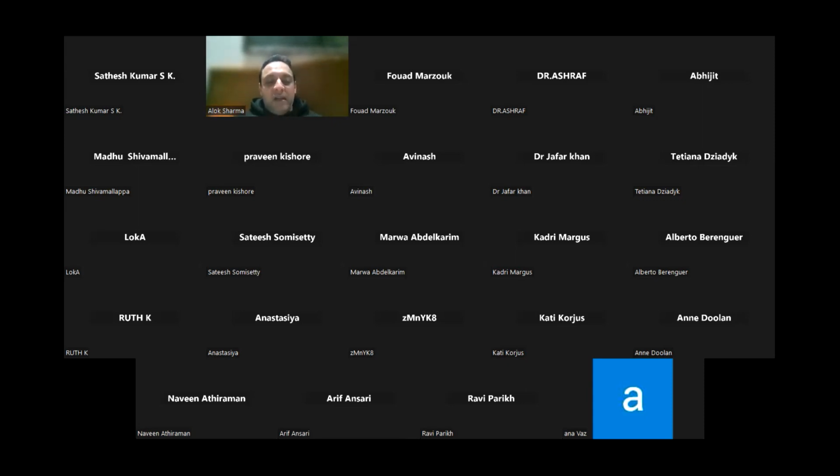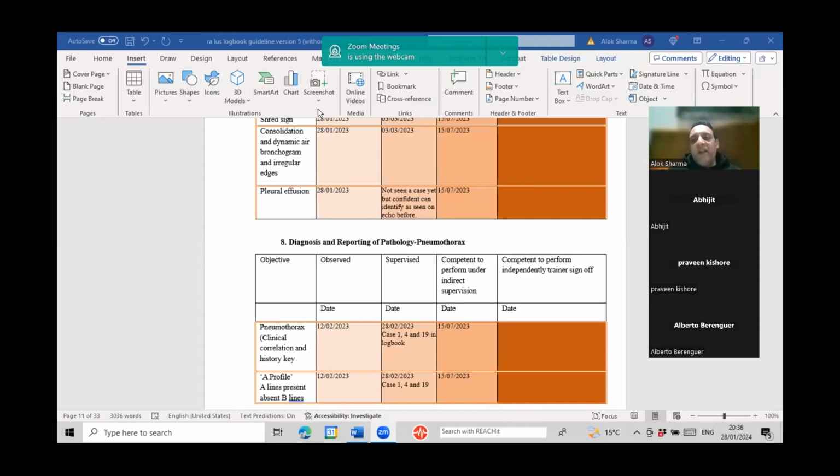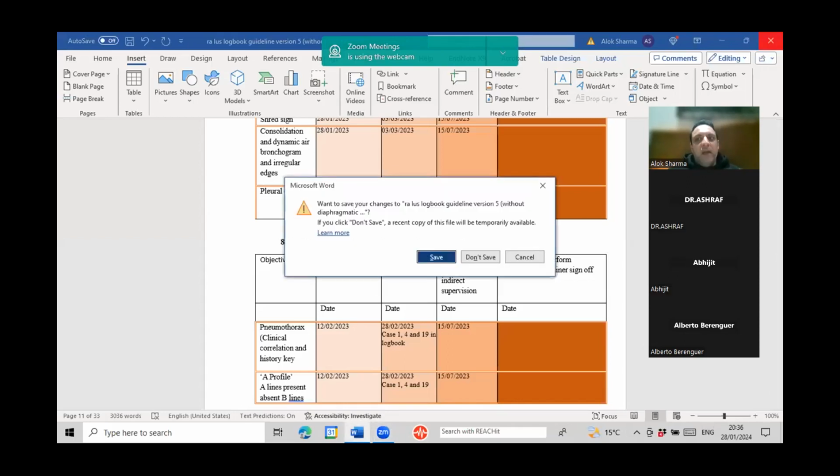And I'm just going to share what your Dropbox should look like, just to make it easier for me and you. So can you see my screen now? Yes. Okay. So I'm just going to go out of the logbook.